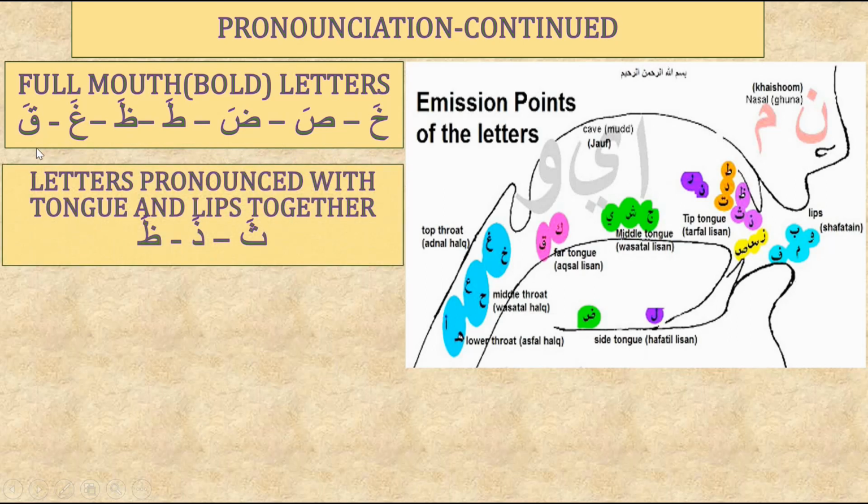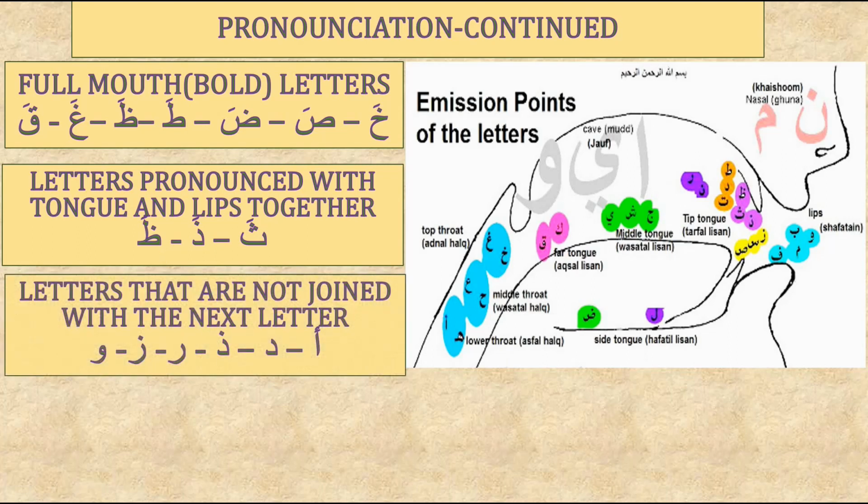And these letters must be pronounced with tongue and lips together. The tongue must be placed between lips. Fa, Dha, and Dha.